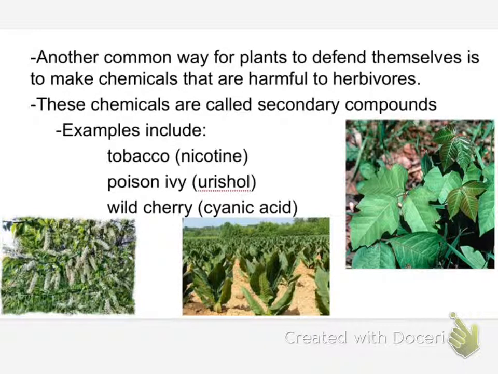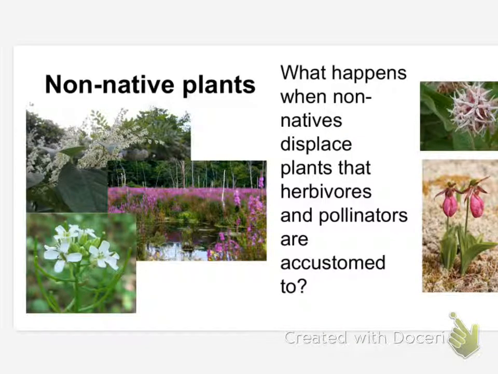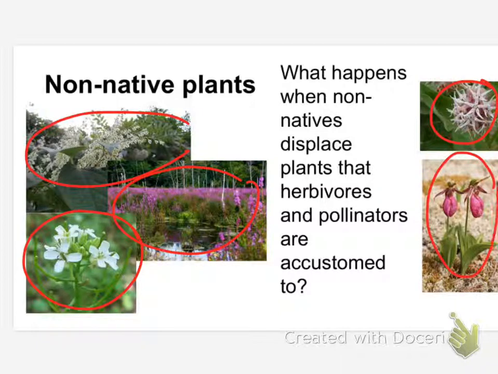Okay, so here's the big question, because we're thinking about how all these things play together in a community. I don't have this slide, I just want you to think about it. What happens when we have non-native plants that displace the plants that those herbivores are used to eating and that those pollinators are used to pollinating? These are all non-natives: Japanese knotweed, purple loosestrife, garlic mustard. These are natives: milkweed and lady slipper.